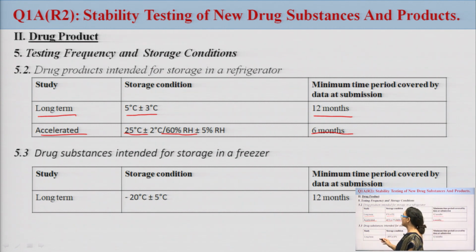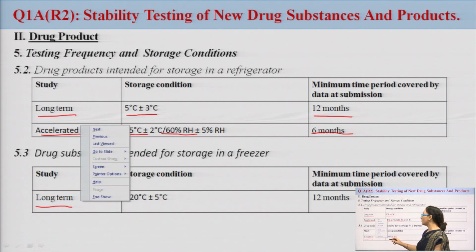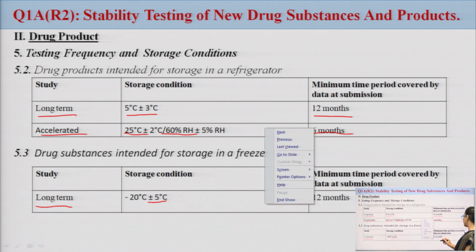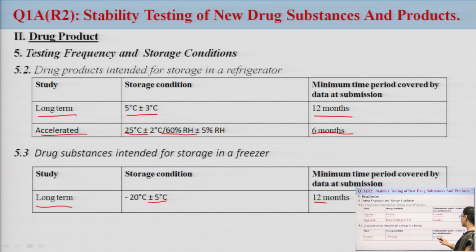Next is stability study on drug substances intended for storage in freezer. For those products in long term study, the storage condition is minus 20 degrees Celsius temperature. Here 5 degrees Celsius temperature variation is allowed. The minimum time period covered by data at submission is 12 months.